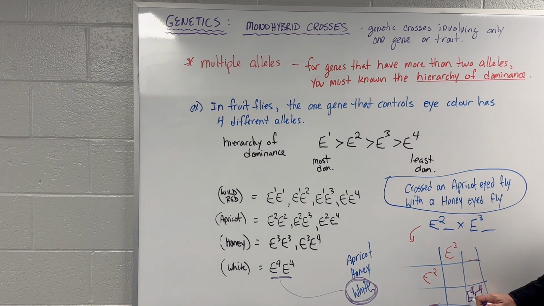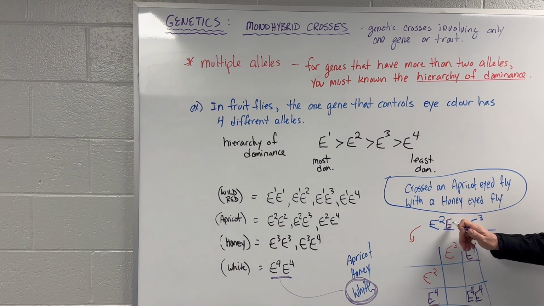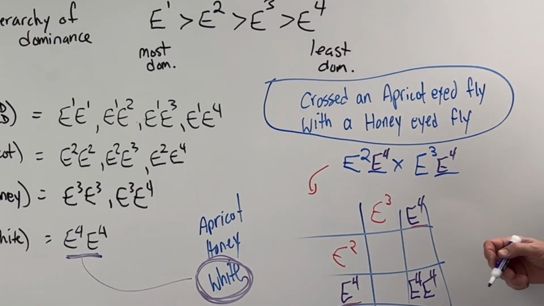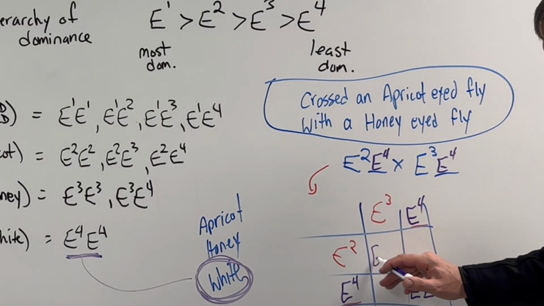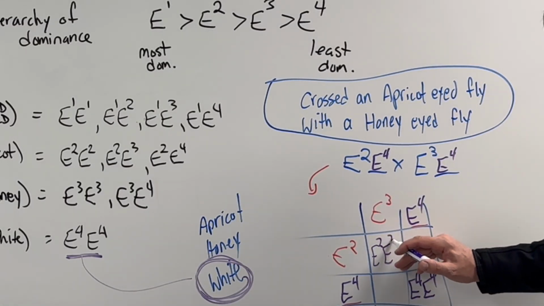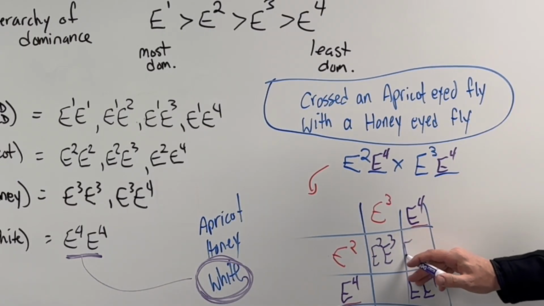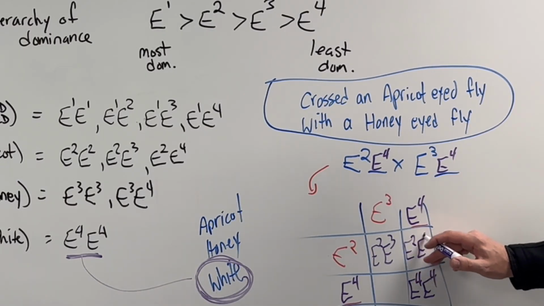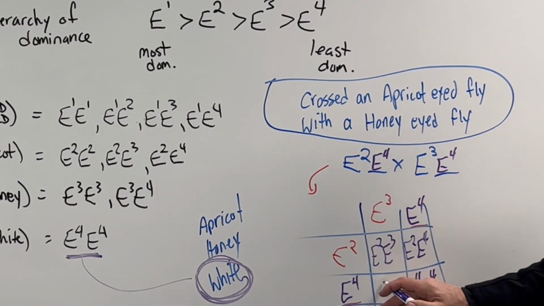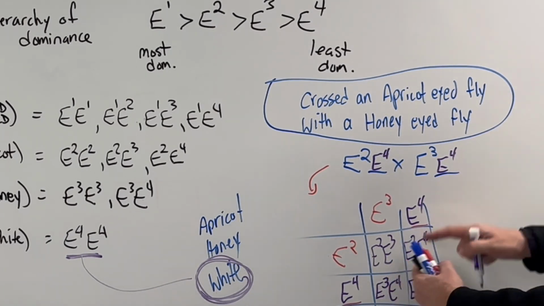Perfect. So one of those alleles had to come from this parent. The other allele had to come from the other parent. We just solved the missing alleles for the parents. If we complete this cross and see, well, what else do we get? Well, we would get E2, E3. By combining those ones, we would get E2, E4. By combining those ones, we would get E3, E4 by combining those ones.